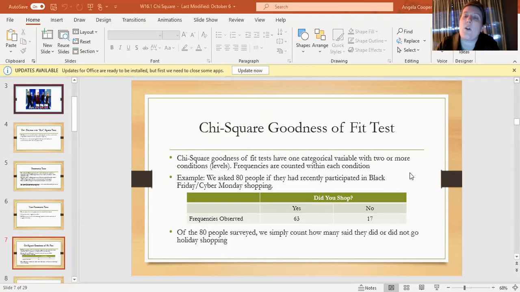Now this is looking at only one categorical variable that has 2 or possibly more conditions or levels. So if you get confused, goodness of fit has one categorical variable, and then later we'll discuss the chi-square test for independence, which has 2 categorical variables.